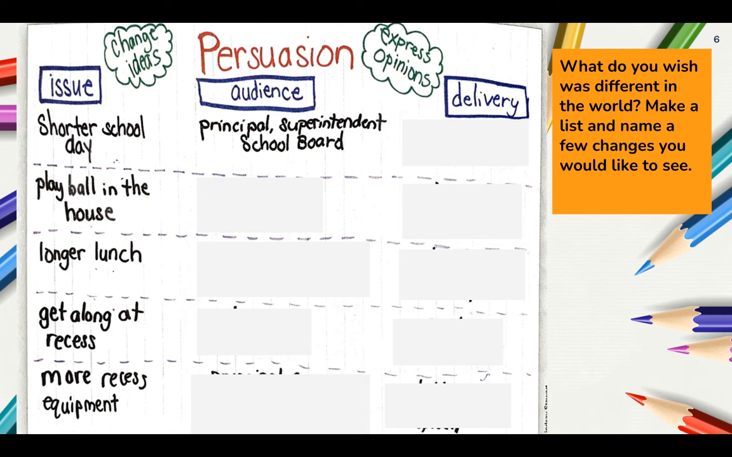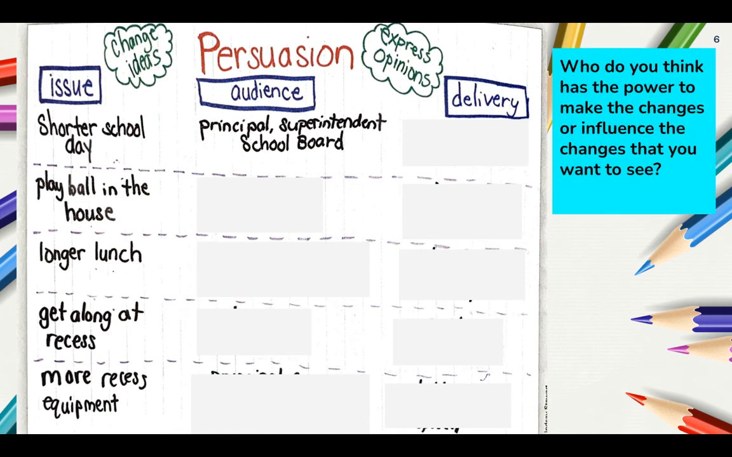I want you to take some time now to think about who might have the power to make the changes for each one of your issues. Who has the power to influence change? Write down those people that have the power to make the changes in the audience section of your chart, just like I've done here. You can pause now to do this.